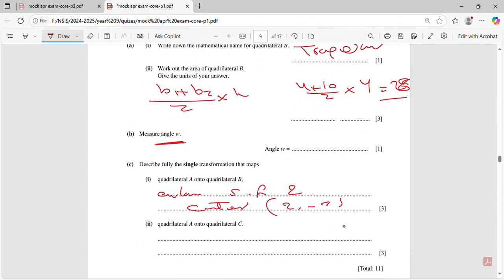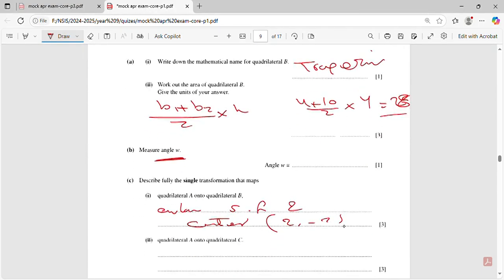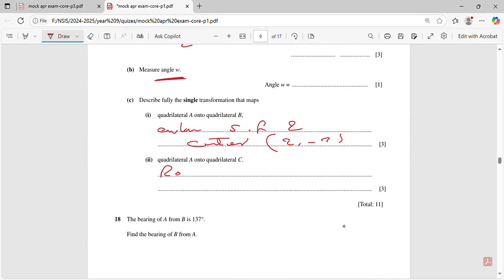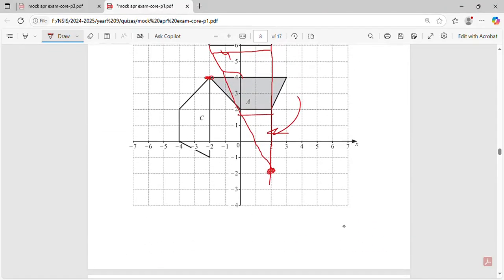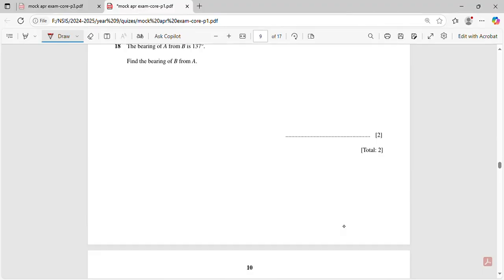Now let's talk about A to C. Which maps A to C? This is considered a rotation, and as long as it's going in this direction, it will be clockwise. It turns only one turn, so it will be 90. The center will be the point that they have in common, which is negative 2, 4. So it will be a rotation of 90 clockwise about negative 2, 4, which is the center. So I think it's easier to know.